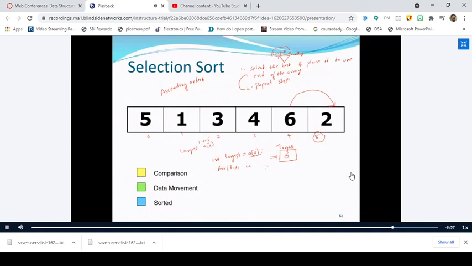This is how you perform the selection sort. So once you have moved this largest element to the end of the array, what happens here? That means 6 has occupied its correct position. Now the 6 is in the correct position. Is it right or not? Yes, sir.